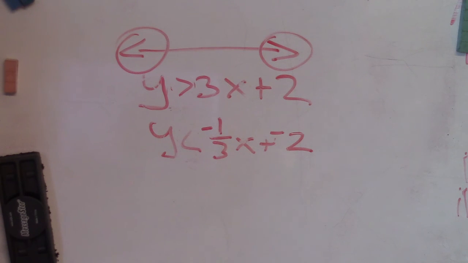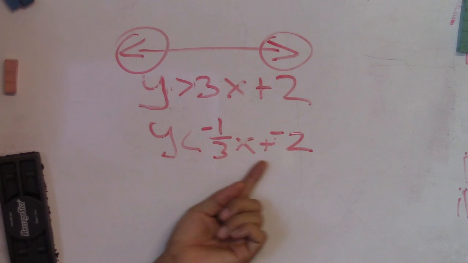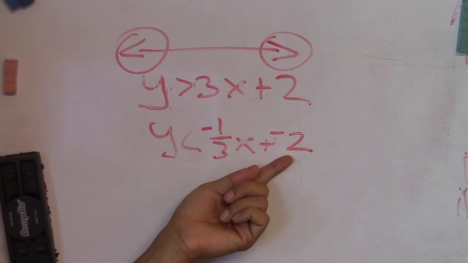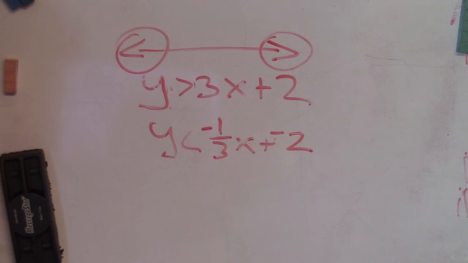So you just mean like 3x plus 2 is the same thing as negative 1/3 x plus negative 2, right? And solve. Right? Just set them equal to each other. I'll give you a second.